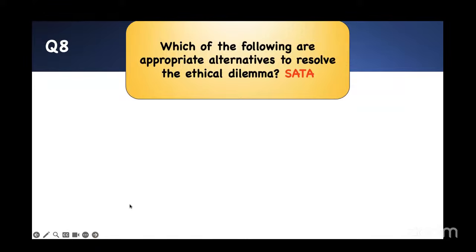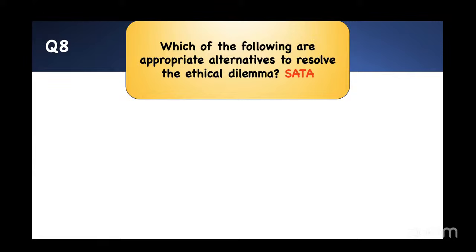Which of the following are appropriate alternatives to resolving the ethical dilemma? There is an ethical dilemma. What was the ethical dilemma? Patient needs IV. He's dehydrated. Patient wants to go home. He said, don't touch me. The nurse is now confused. The nurse wanted to talk to the charge nurse, because she received an order from the provider. He said, reinsert the IV and give the patient fluid.